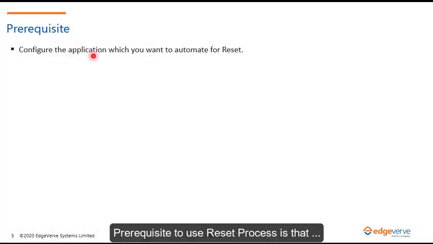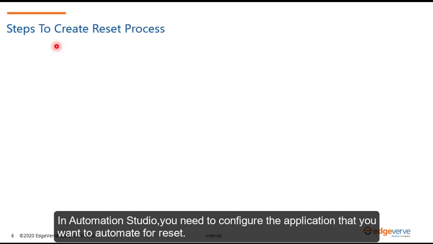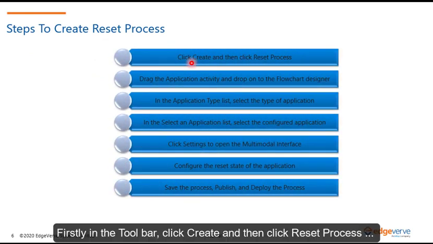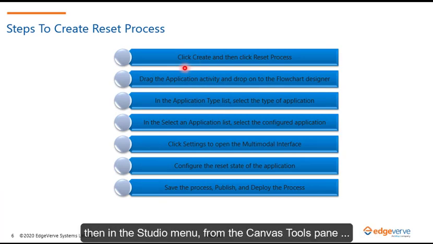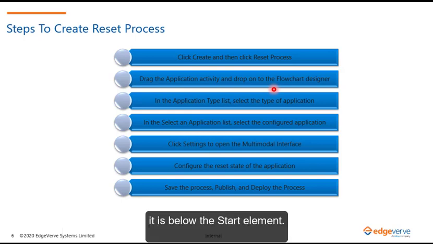The prerequisite to use reset process is that in Automation Studio you need to configure the application that you want to automate for reset. Now let's check the steps to create a reset process. Firstly, in the toolbar, click Create and then click Reset Process. The flowchart designer opens. Then, in the Studio menu, from the Canvas Tools pane, drag Application Activity and drop it on the flowchart designer. It is below the Start element.